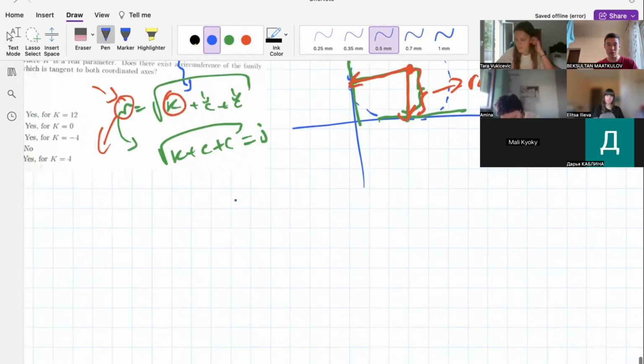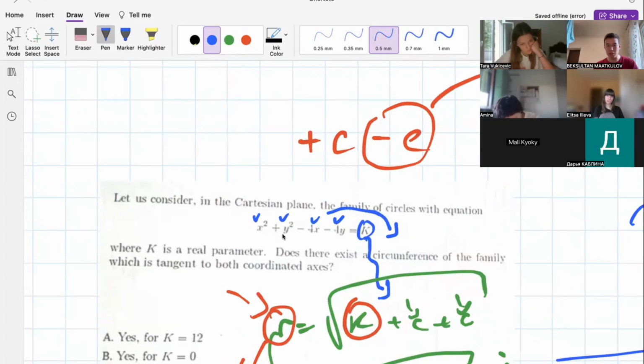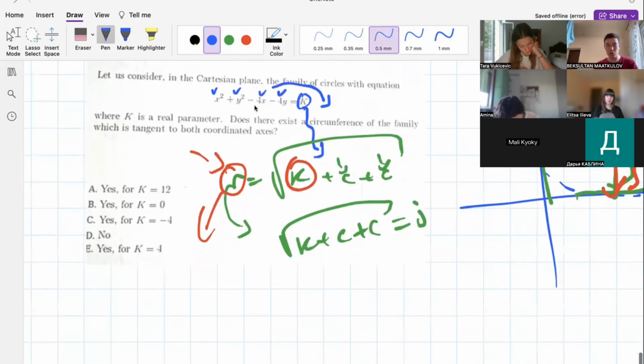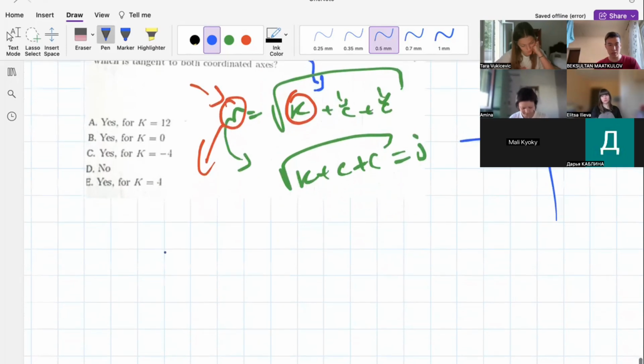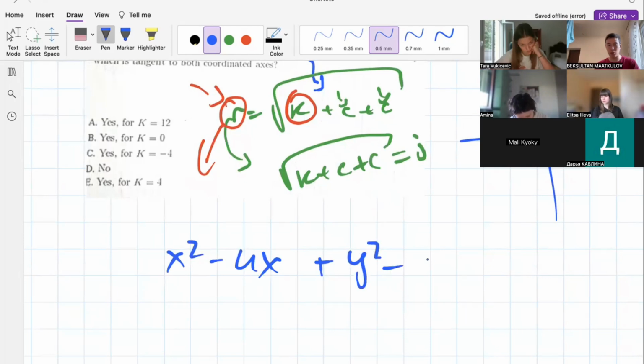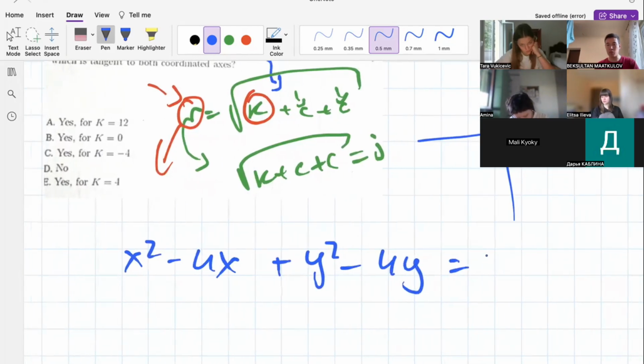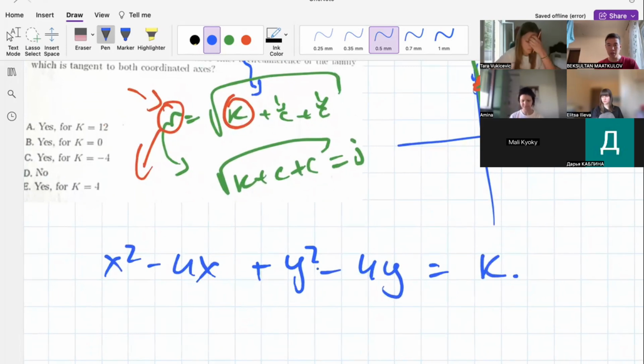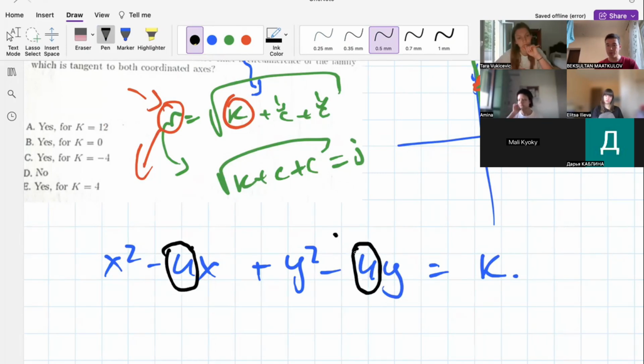So let me try to write it here. So here you have x squared plus y squared minus 4x minus 4y. What I usually do is try to rewrite it together. So I'll write x squared minus 4x plus y squared minus 4y is equal to k. Okay, from this point, you have to reason. Do you agree that x and y will have the same c in this case? Because they have the same b, which is minus 4. So if they have the same b, then for sure they will have the same c.